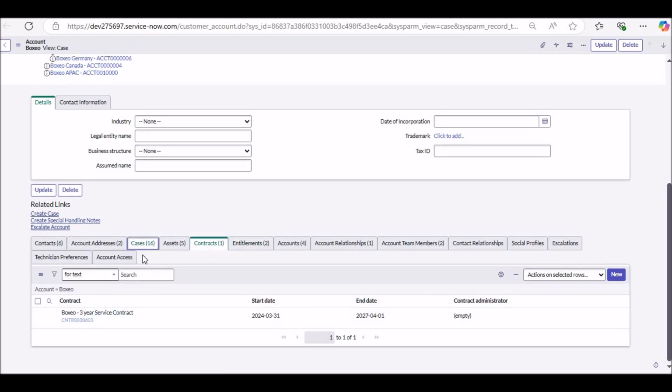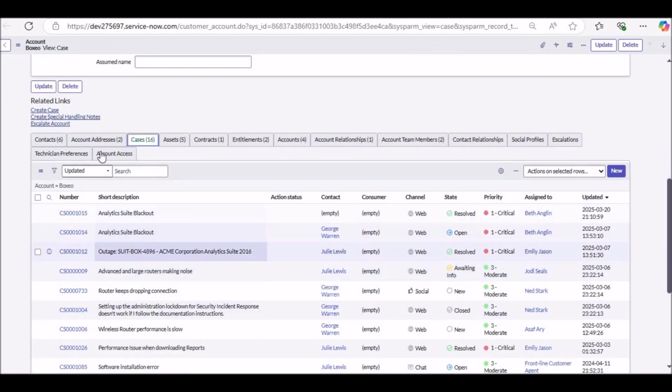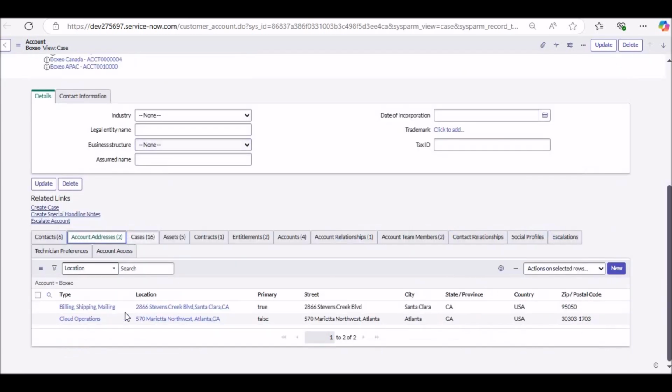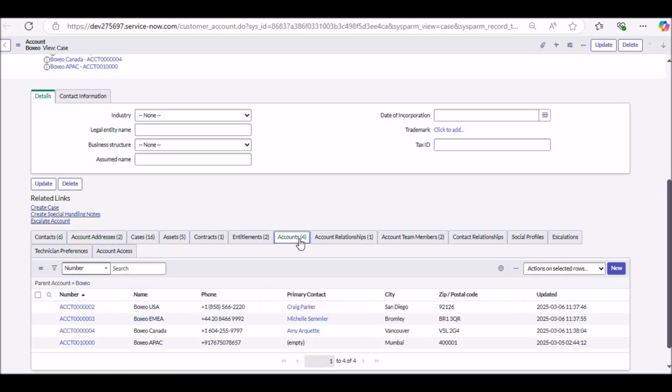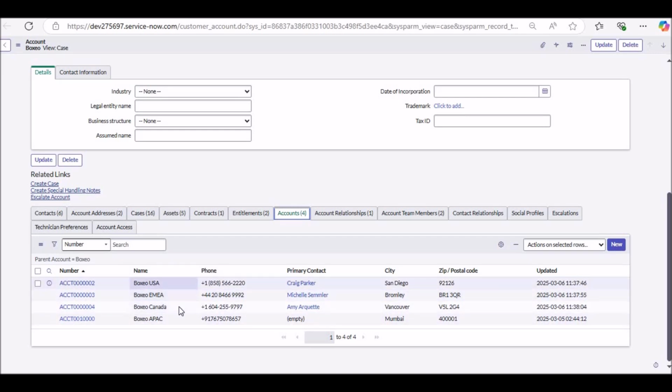Now there are a total of 16 cases reported so far. Account address: if there are multiple addresses, those can also be maintained here. This is the type: billing, shipping, mailing, and this is cloud operations. So we have two types of address mentioned here so far. It has a further 4 related accounts, which are mentioned here.